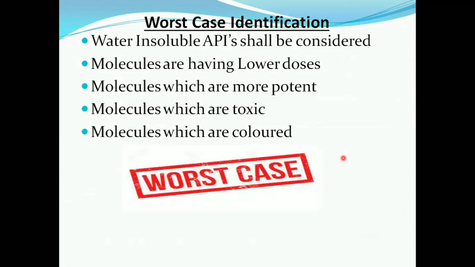Then we will do worst case identification. So what are the criteria for worst case identification? I will tell you here. Water insoluble API shall be considered, friends, because most of the API are water soluble. So if we use water insolubles, then that API will be hard to clean. That means that will be the worst case API. Molecules having lower dose, more potent, more toxic, or having colored material.